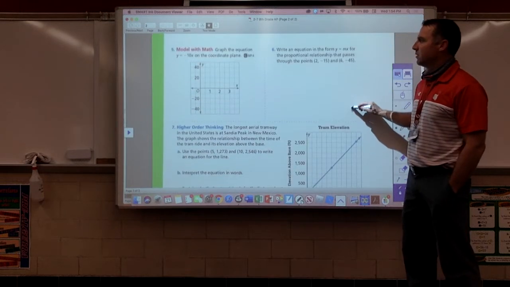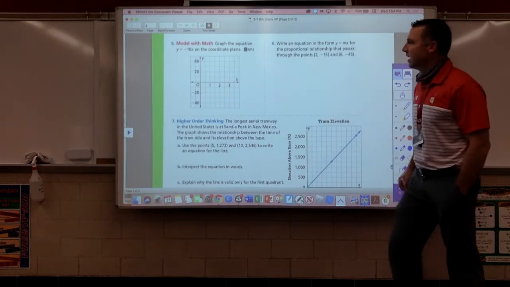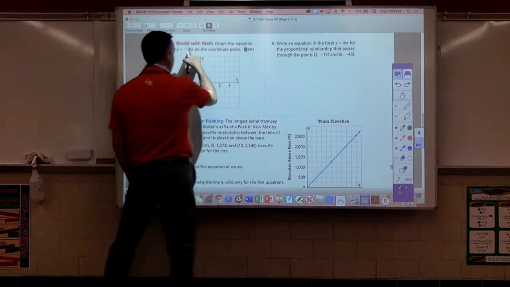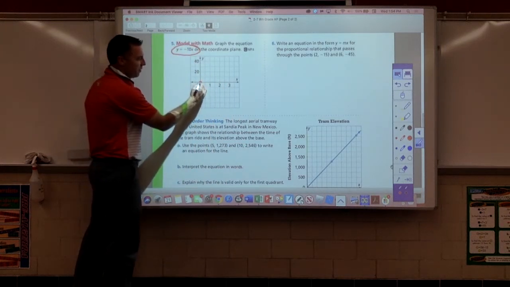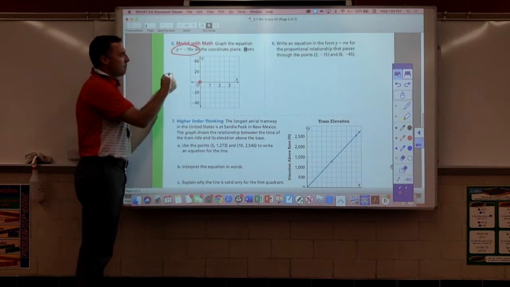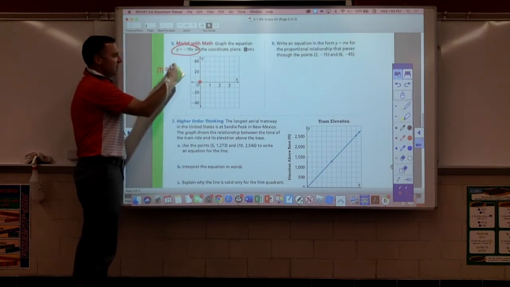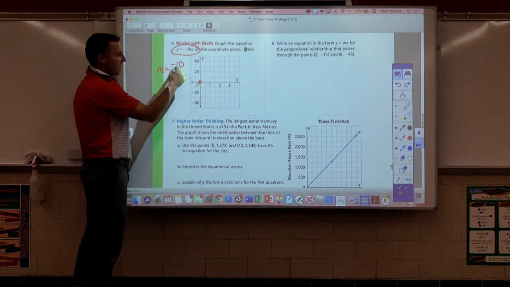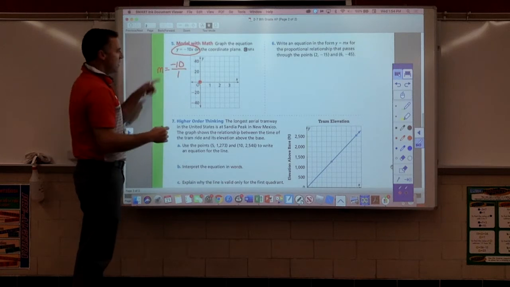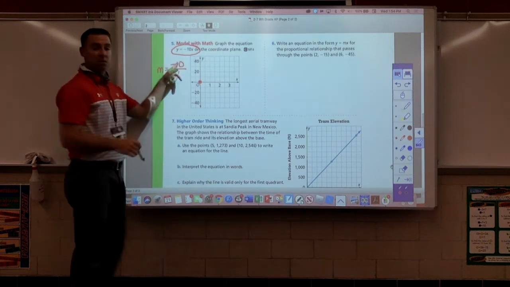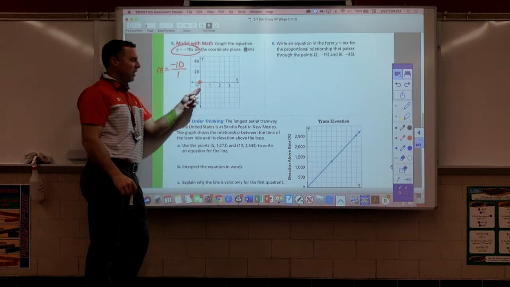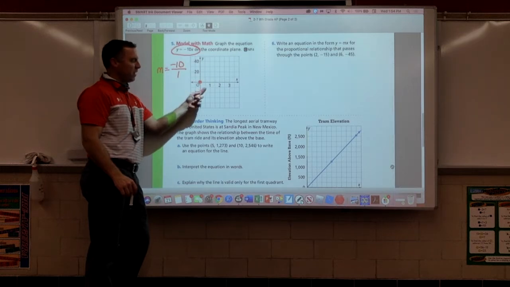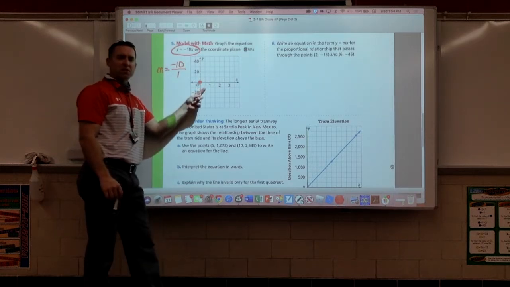Okay, next one, graph the equation y equals negative 10x. Well, this looks like, once again, a proportional equation. My first point is at 0, 0. My slope is negative 10, which means negative 10 over 1. Rise over run. What's a rise of negative 10? Go downhill. I'm going down 10, and I go over 1 unit. Now, would that be just one of these little grid boxes? Yeah, because it's 1 square.